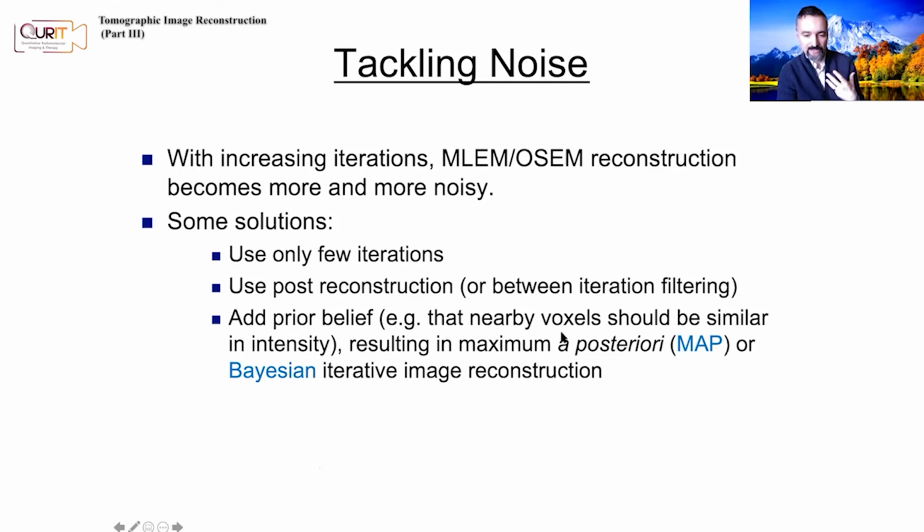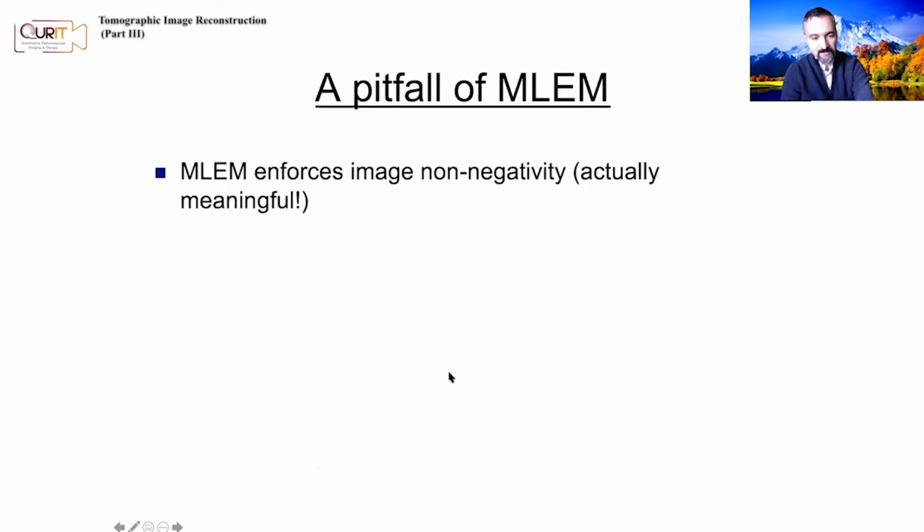For example, if I believe that nearby voxels in my final image should be quite similar to each other, if they're not, I'm going to penalize that. So you can add that prior model and arrive at a maximum a posteriori reconstruction. And we showed some examples of that.